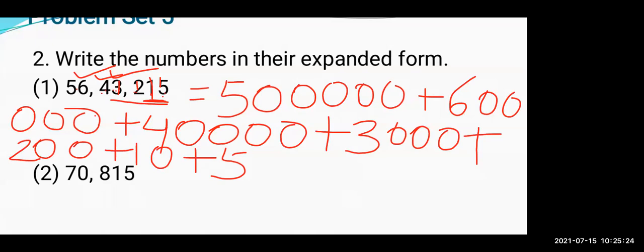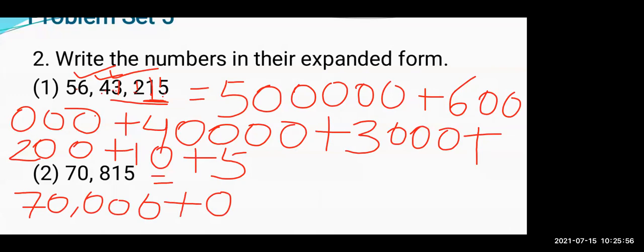Now we will do the second sum also. And the second sum is 70,815. Now 70,815 means 7 is in the place of 10,000. So you will write 7, and then 7 will become 70,000. Or else you will count the numbers. How many numbers? 4 numbers. You will put 4 zeros. Then plus 0, I told you 0 remains, so you will write 0 only. Or if you write 3 more zeros, then it is also okay.